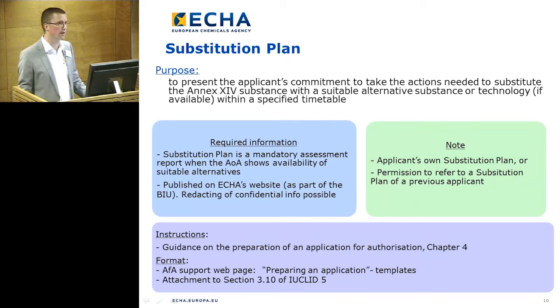The required information. It is a mandatory assessment when the AOA shows that there's availability of suitable alternatives. It's published on ECHA's website as part of the BIU, and redact your confidential information if you have that in there. You have to use your own substitution plan or the permission to refer to a substitution plan of a previous applicant. The instructions you can find on the guidance on the preparation of an application for authorization. It's in Chapter 4.